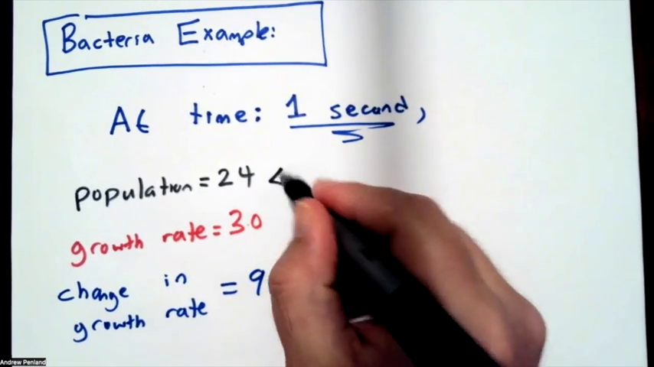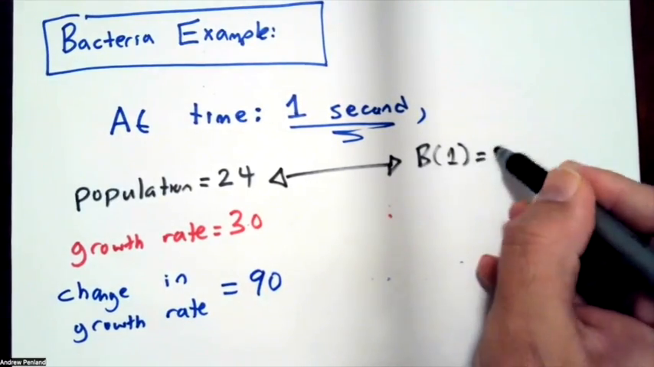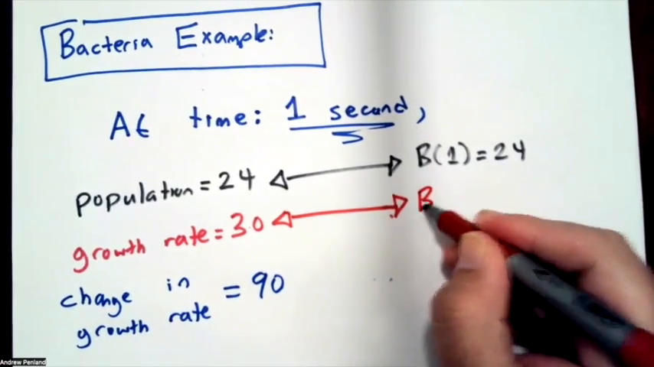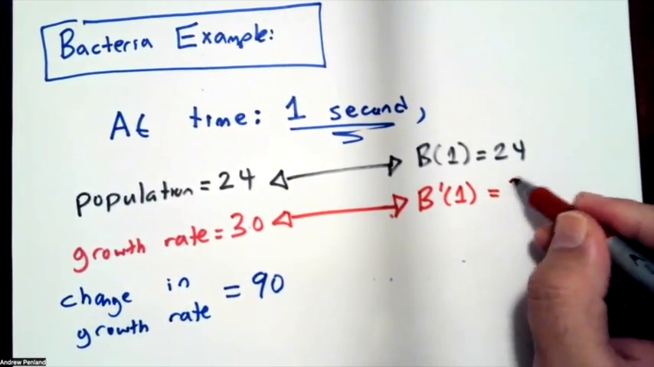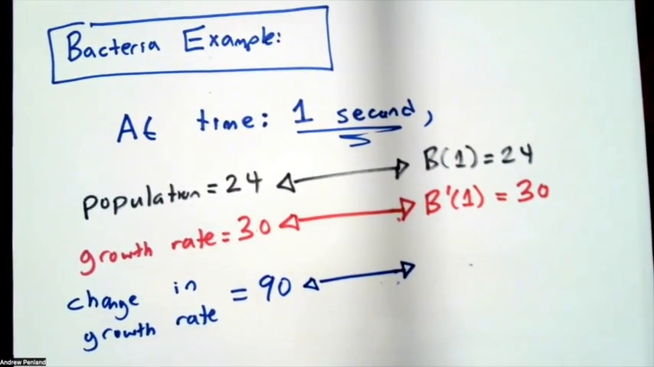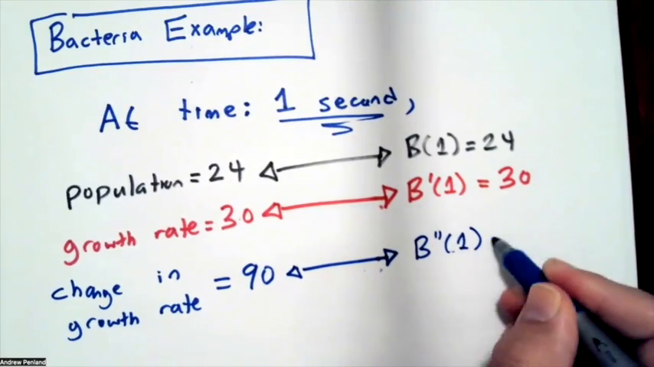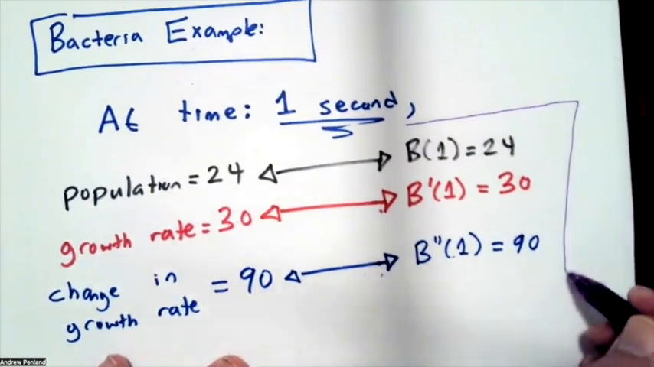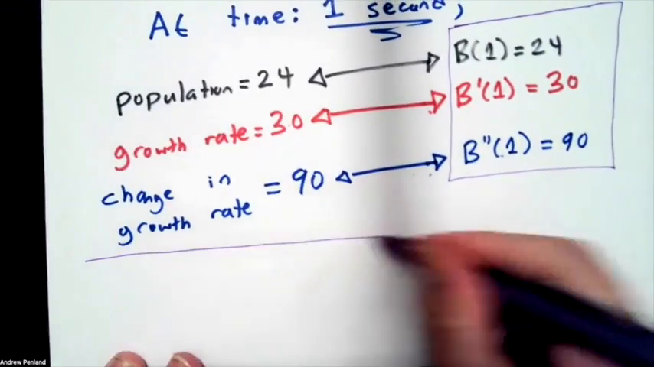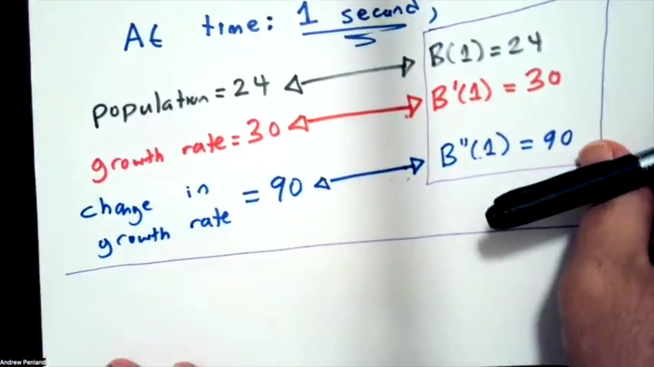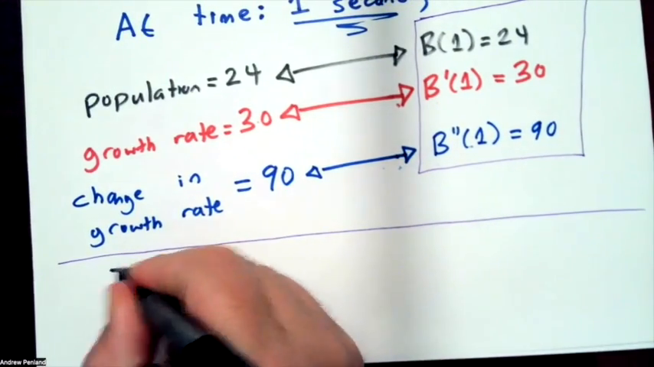So again, we need to recognize when the real world information we're given can be translated into information about a function and its derivatives. Here we're going to have that f of 1 is equal to 24 because that's the actual function value. The growth rate is going to be f prime of 1, so we'll have f prime of 1 equals 30. And the rate at which the rate is changing is going to be f double prime of 1. So we'll have f double prime of 1 is equal to 90.